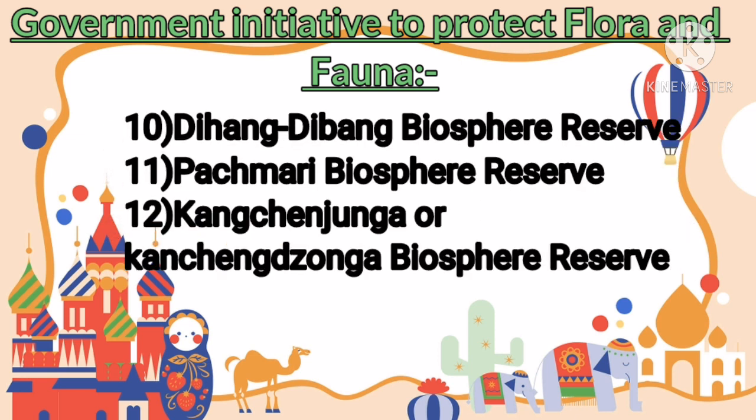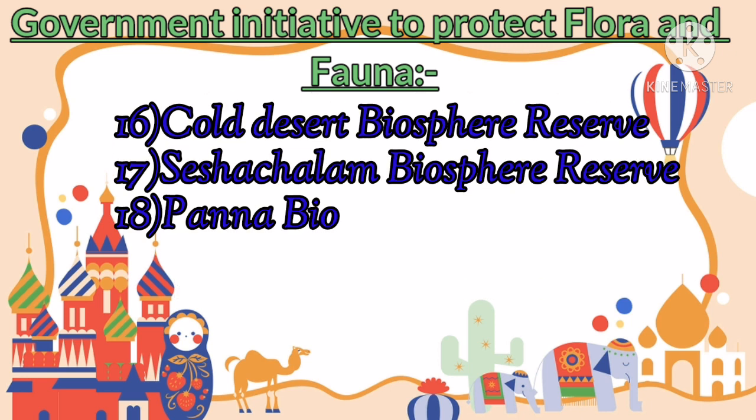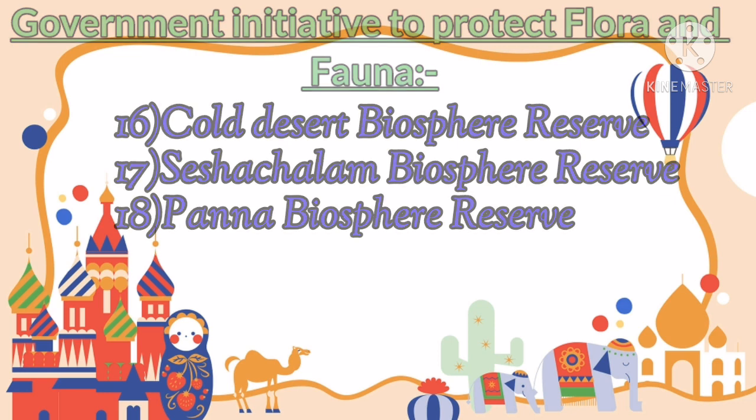Dibang Biosphere Reserve in Arunachal Pradesh, Pachmarhi Biosphere Reserve in Madhya Pradesh, Kanchenjunga Biosphere Reserve in Sikkim, Agasthyamalai Biosphere Reserve in Kerala, Achanakmar-Amarkantak Biosphere Reserve in Madhya Pradesh and Chhattisgarh, Kutch Biosphere Reserve in Gujarat, Cold Desert Biosphere Reserve in Himachal Pradesh, Seshachalam Hills Biosphere Reserve in Andhra Pradesh, Panna Biosphere Reserve in Madhya Pradesh.